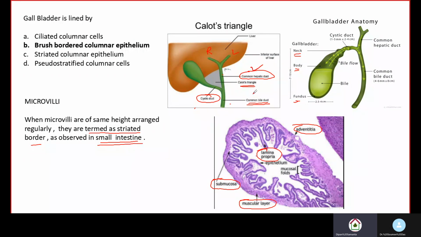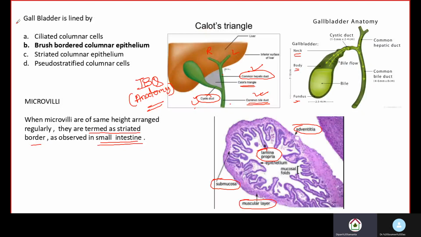So common hepatic duct or common bile duct or cystic duct or any other name they can give. In this way, questions can come as IVQ from anatomy. IVQ anatomy may be like this also. Very simple, but you must know the name, otherwise very easily 1 mark will go. And also the histological names, structural names.